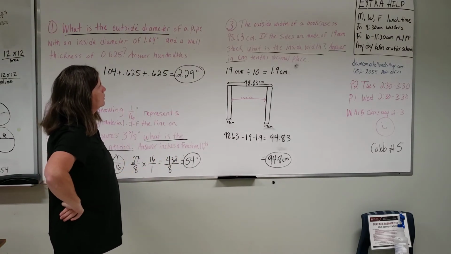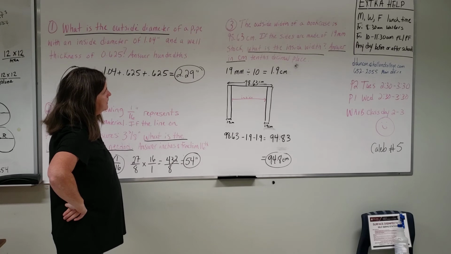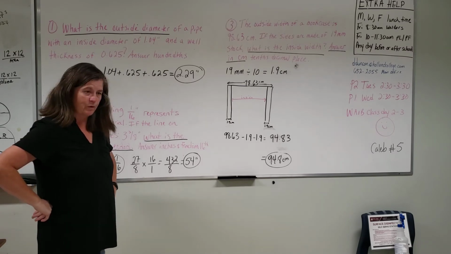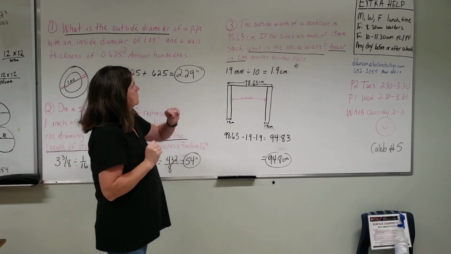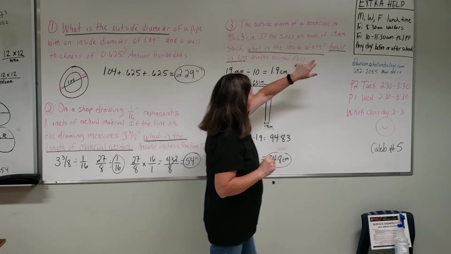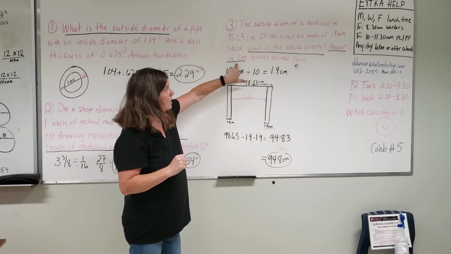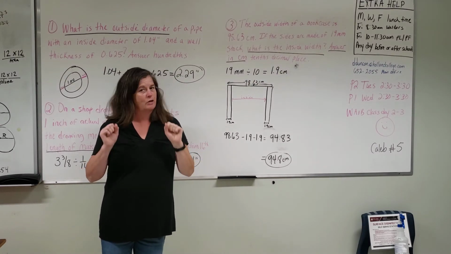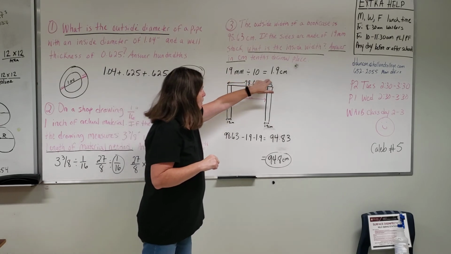Next one, the outside width of a bookcase is 98.63 centimeters. If the sides are made of 19mm stock, here's the key phrase, what is the inside width? Answer in centimeters, to the 10th decimal place. So the first thing before you start solving any problem, you have to make sure your numbers are in the same units. So we have a number in centimeters here, and we have a number in millimeters here, and the question is asking us to answer it in centimeters. So guess what? First step, we've got to get those millimeters to centimeters. But no problem, we know how to do this, or you're going to look it up on your sheet. So to go millimeters to centimeters, we divide by 10, and we get 1.9 centimeters.